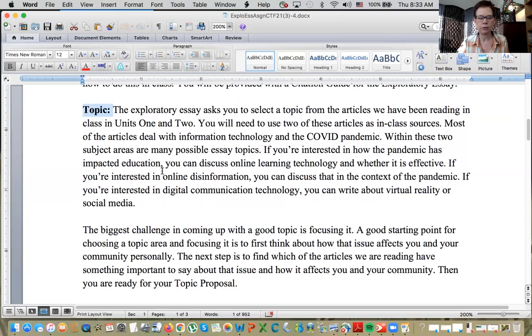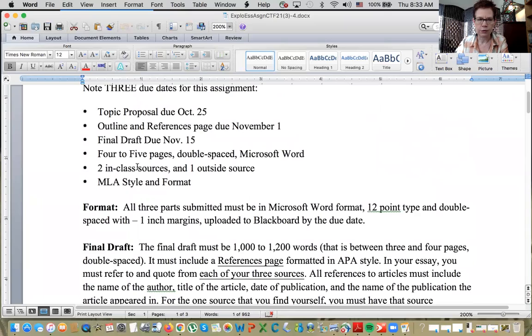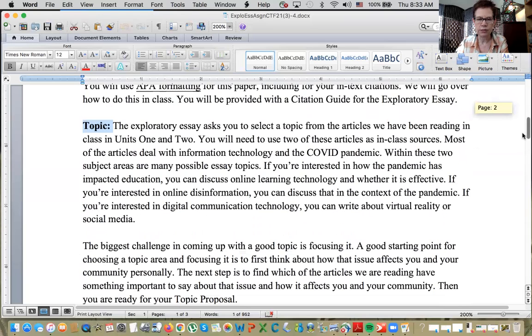And then the second thing is the sources that you're going to be using. You're going to have 2 in-class sources and 1 out-of-class source. So if we look here, 2 in-class sources and 1 outside source. That's the second part after the topic. So just start thinking, as we're reading the materials and studying the different aspects of information technology and how it's changing society, which is our general topic area for now through the end of the semester, about what aspects of this interest you most and what you might want to write about.